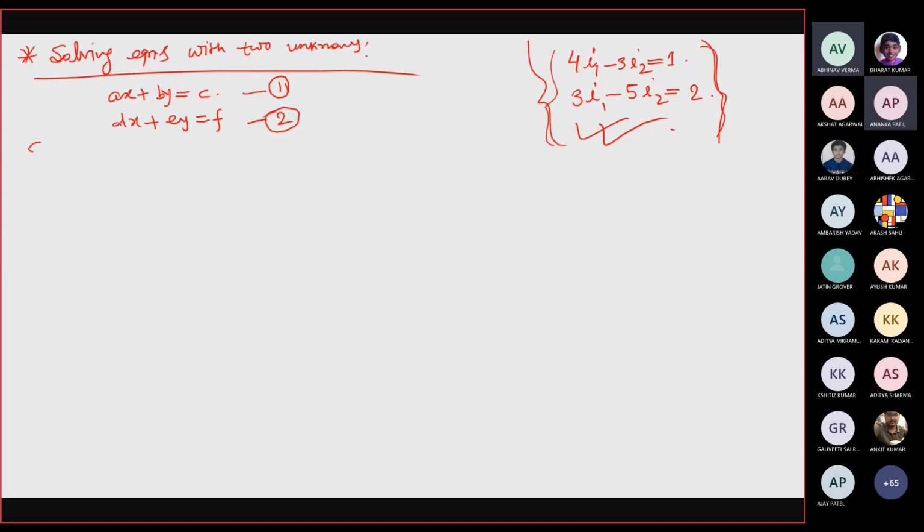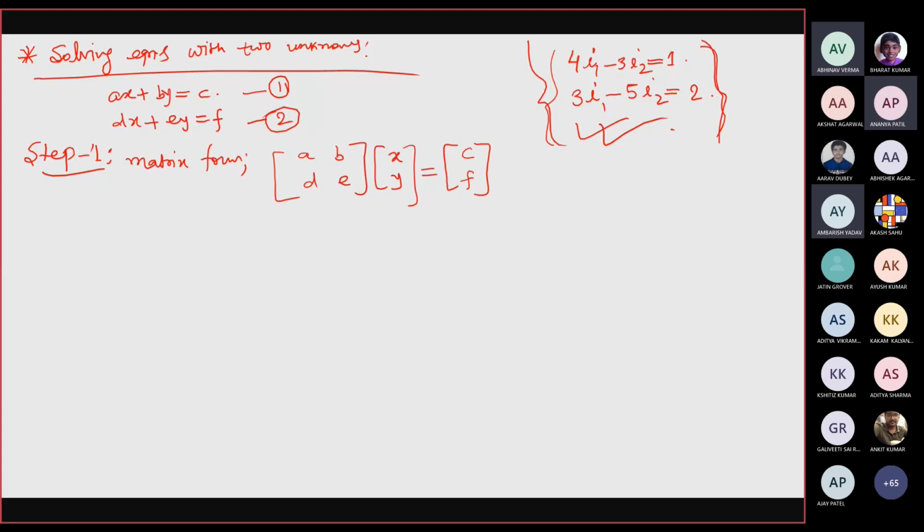So the first step is to write these two equations in the matrix form. ये सब मैथमेटिक्स में तुम लोगों ने पढ़ा होगा, मैट्रिक्स फॉर्म में कैसे लिखते हैं इक्वेशंस को. So this will be a b d e, these are the variables x and y in this case, and this will be equal to the constants. ठीक है.